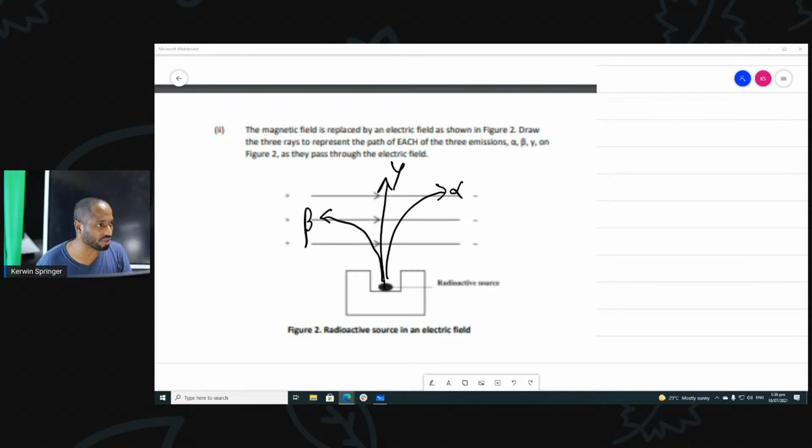Next question. What is it people are asking here? Describe with the aid of a diagram how pressure in a liquid varies with the depth of the liquid. That's a lab.